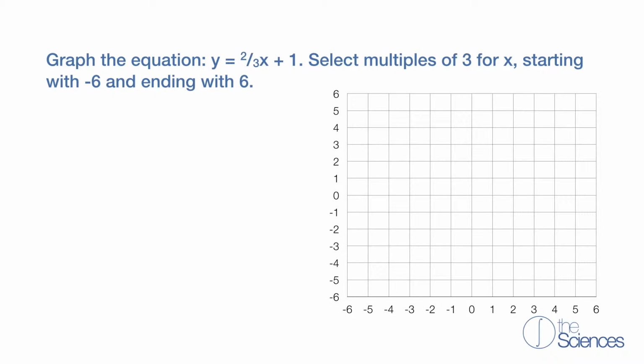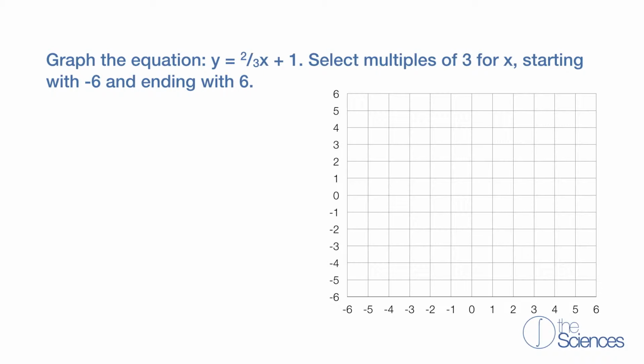Graph the equation y equals 2/3 times x plus 1. So select multiples of 3 for x starting with -6 and ending with 6. Our first step is to find several ordered pairs that are solutions of the equation. Now notice that our coefficient is 2/3.